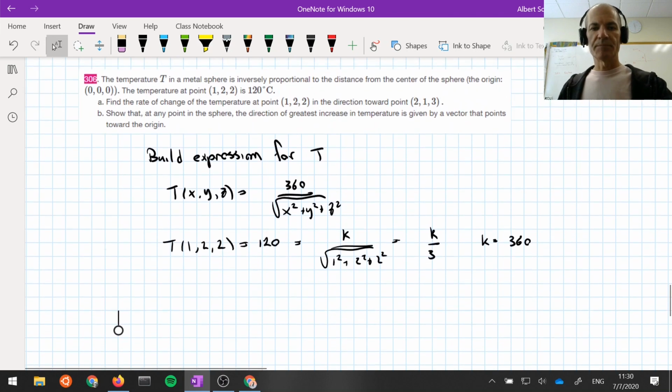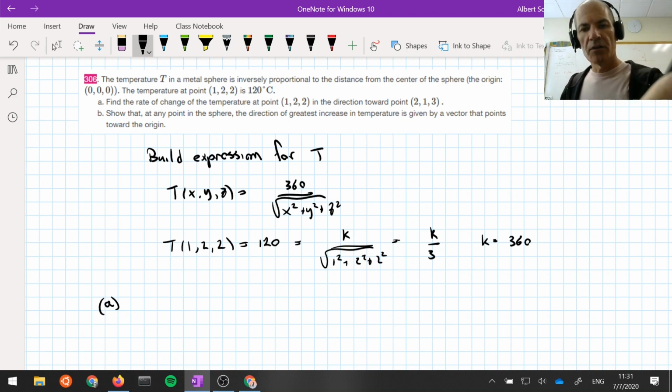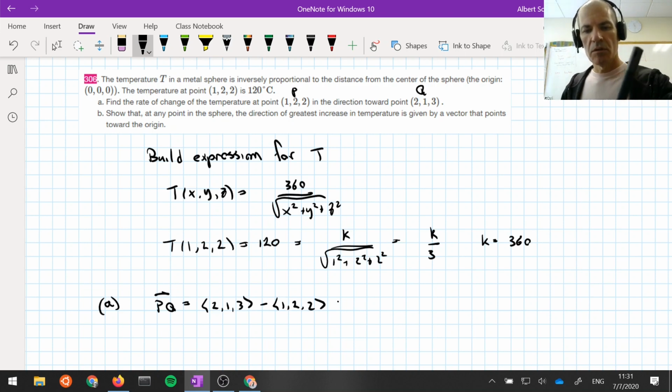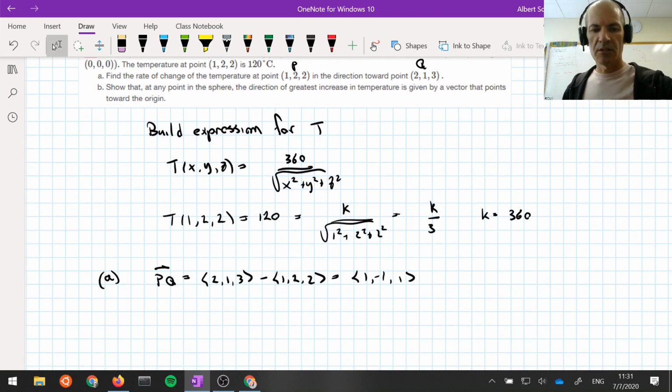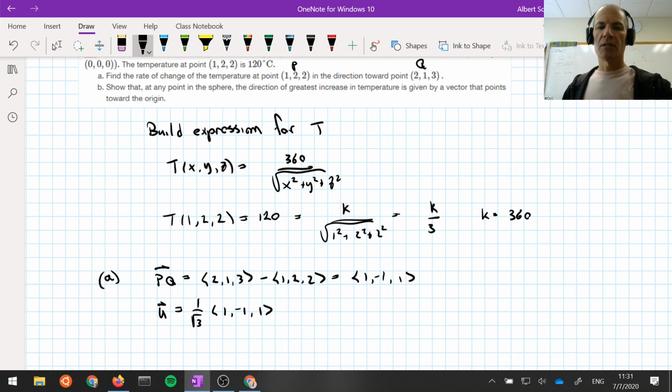So in A, we want to compute the directional derivative at the point 122 in the direction of the point 213. So let's call this P and let's call this Q, just like in that earlier problem, and let's compute the direction from P to Q. That's 2, 1, 3 minus 1, 2, 2. That's going to be 1, -1, and 1. That's not a unit vector, and of course we need the directional derivative in this direction. So we normalize this by dividing by the magnitude of this vector. The magnitude of the vector is the square root of 3. And that's the u that we'll use in the directional derivative.